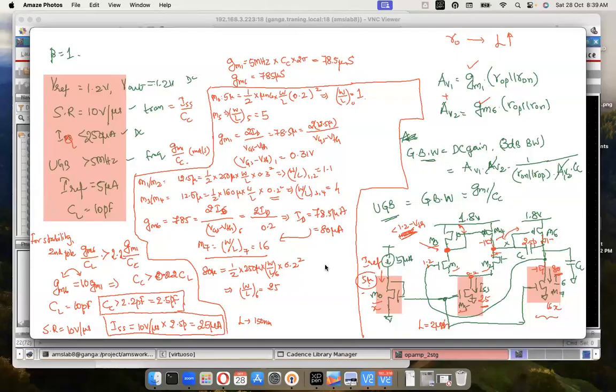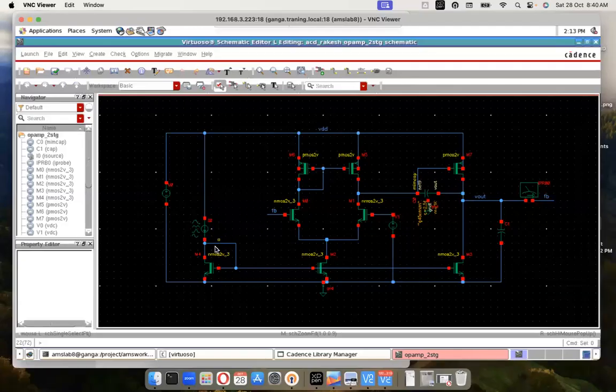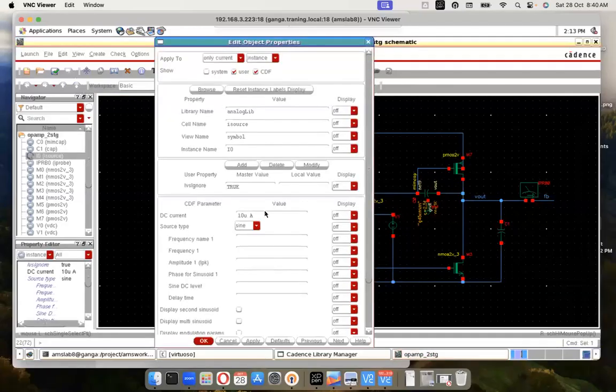Okay. So we decided that we have the sizings here. We will just go ahead and implement the sizing, whatever we have discussed. We'll go ahead and implement it on Cadence. First thing, IRF being 5 micro, the output being 1.8. Sorry, 1.8 is a VDD. IRF, this is IRF I source I have instantiated.